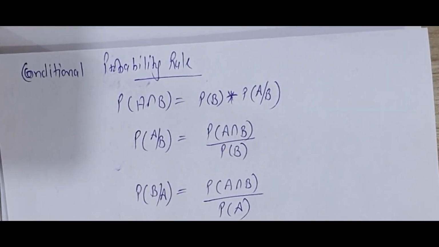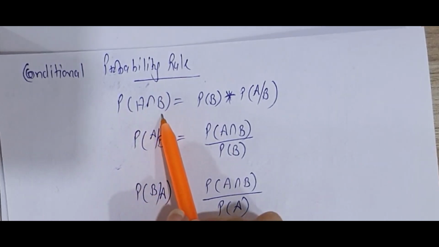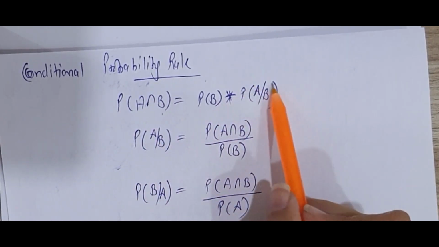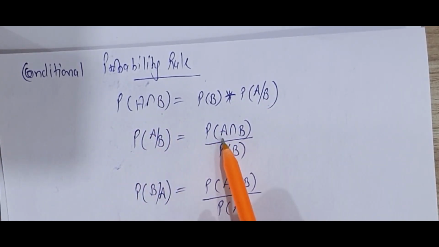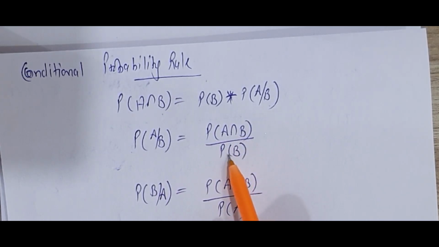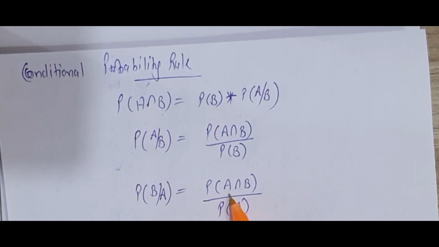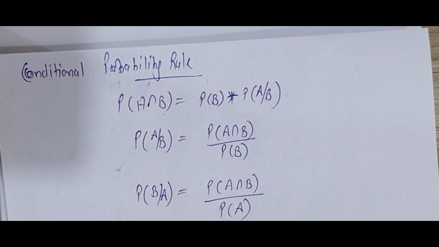Now we are going to take questions on conditional probability, that is probability A joint B is equal to probability of A into probability of B given A. Now how we find probability of A given B is, that is probability of A joint B upon probability of B. Similarly, how we find probability of B when A is given, that is probability of A joint B upon probability of A. Now we solve questions based on this.